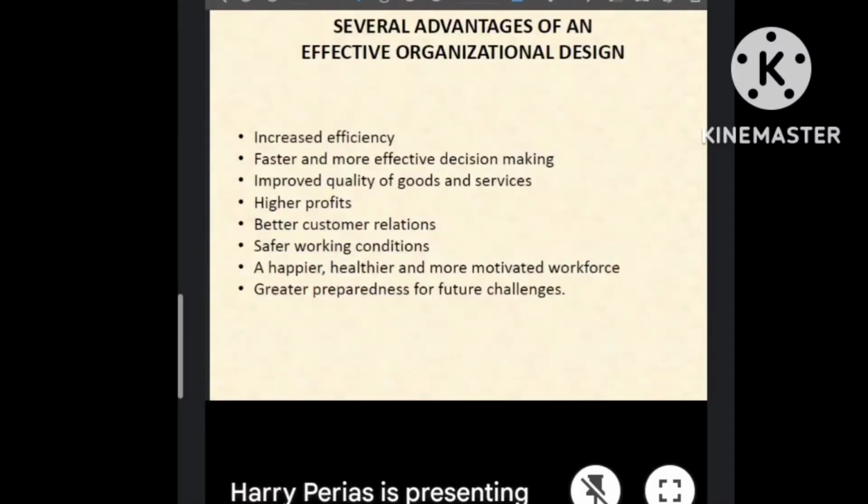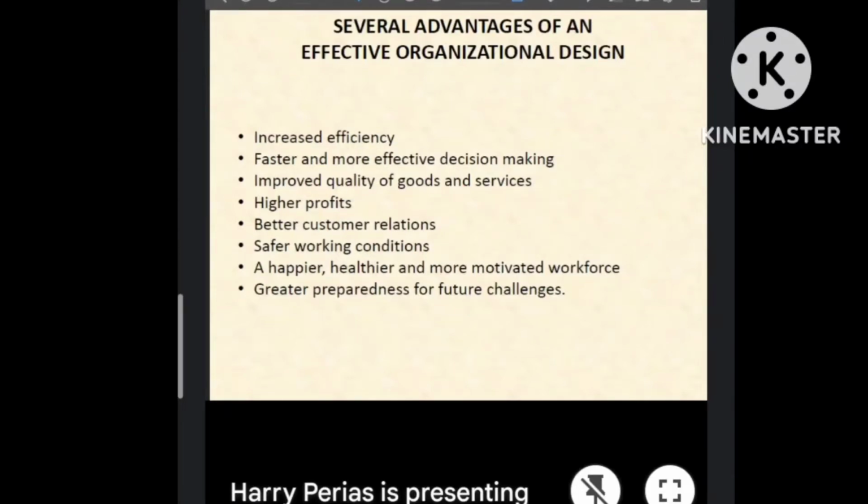So, listed here are several advantages of an effective organizational design. So, when we say effective, ibig sabihin, hindi siya nagkakaroon ng problem or yung design mismo hindi siya nagkakaroon ng bottlenecks masyado sa isang organization sa production ng kanilang goods and services. So, increased efficiency. When we say increased efficiency, this only means that mas mabilis ang trabaho, mas maayos magtrabaho, mas maganda ang output, mas quality ang output ng mga tao.